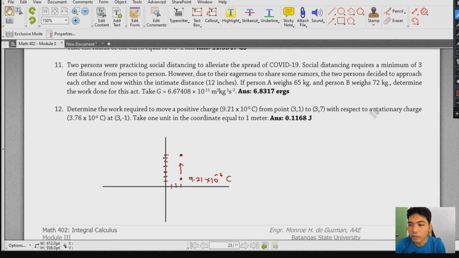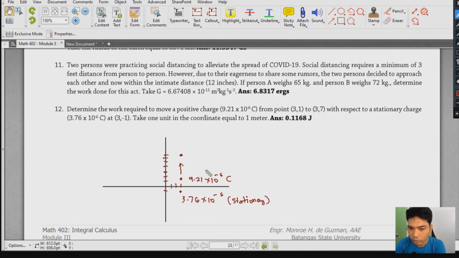With respect to a stationary charge of 3.76 times 10 to the negative 6, at negative 1. So it's around here, the other stationary point, and that's 3.76 times 10 to the negative 6. Okay. So the question is, what is the distance, or the work being carried out, assuming we're relating to the stationary point here. So this is our stationary point.